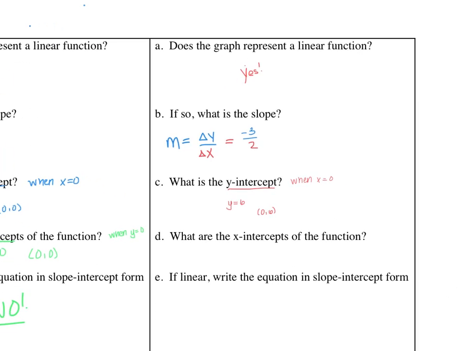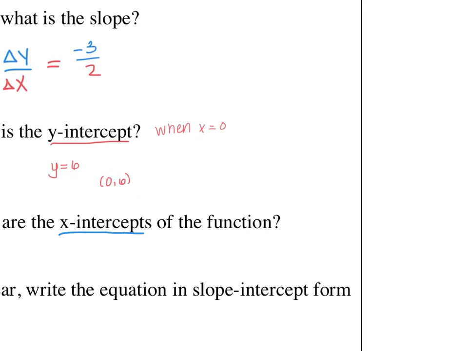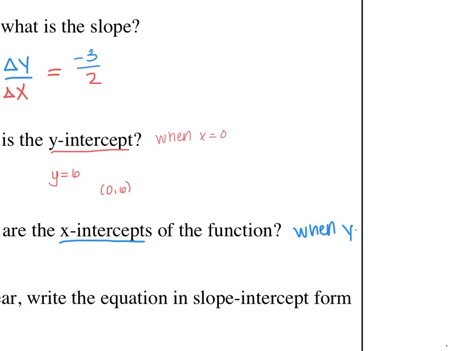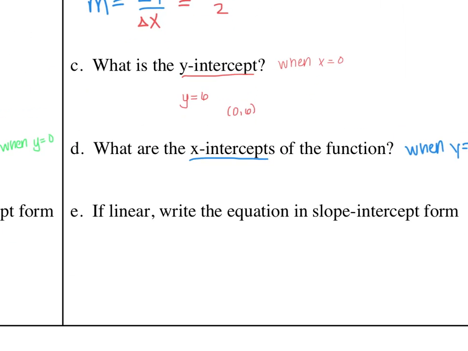What are the x-intercepts of this function? Well, the x-intercepts are when y equals 0, so if I go to my function, y equals 0 right here, so my x-intercept is going to be a 4. So I can say x equals 4, or I can do (4, 0), just like that.